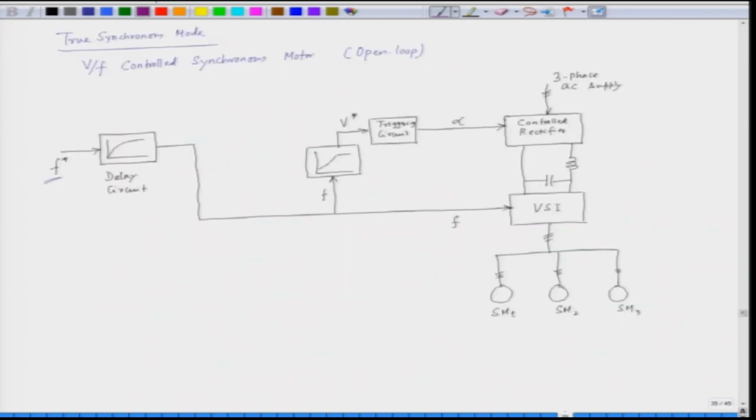Now, we discussed in the last lecture about the true synchronous mode drive. So, we have the motors which are connected in parallel. We have the synchronous motors here 1, 2, 3. So, we have so many motors connected in parallel. They are fed from a voltage source inverter, and this voltage source inverter is fed from a controlled rectifier.